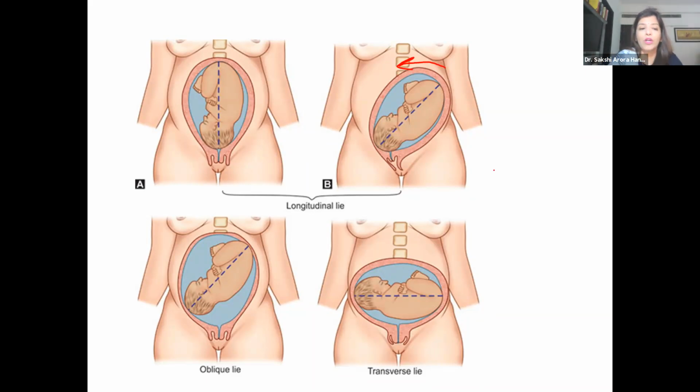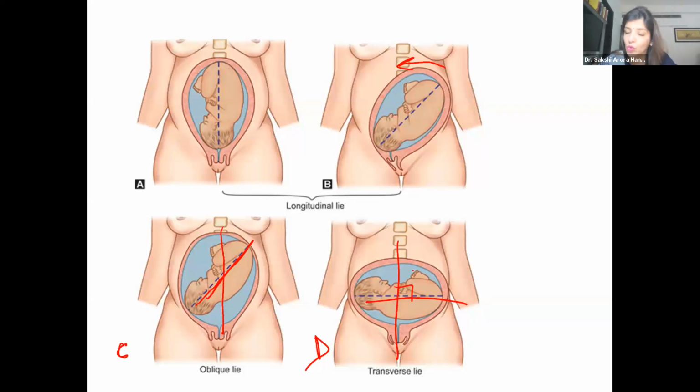In image C, the uterus is centralized. Still, the long axis of the fetus is making an angle to the long axis of the mother. Whenever the fetus is making an angle to the long axis of the mother in a centralized uterus, that is oblique lie. So image C is that of oblique lie and image D is transverse lie. Here, the long axis of the fetus is making an angle of 90 degrees with the long axis of the mother, right? So it is a case of transverse lie.